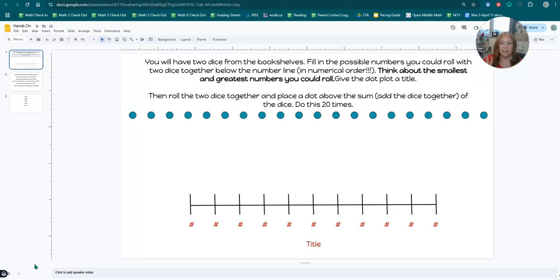You will need 2 dice from the bookshelf, and then you're going to fill in down here these numbers. The possible numbers you could roll with 2 dice put together. We want to put them in numerical order. So we need to think about what is the smallest thing.